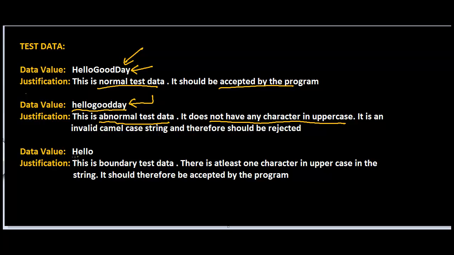And finally, this is the third example, and this is boundary data. Boundary test data is data that is marginally accepted. What we have here is a boundary value. There is at least one character here that is in uppercase, therefore you can think of this as a camel case string, right? In the other string we have three characters in uppercase, but in this string we only have one character in uppercase, so this should be accepted by the program.